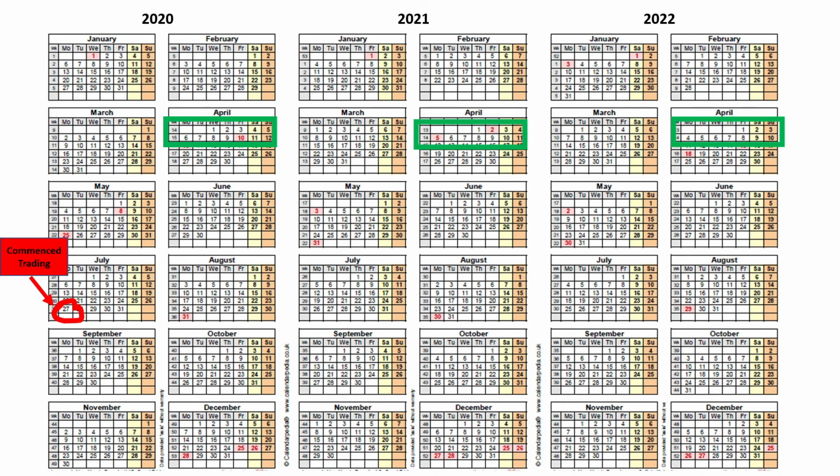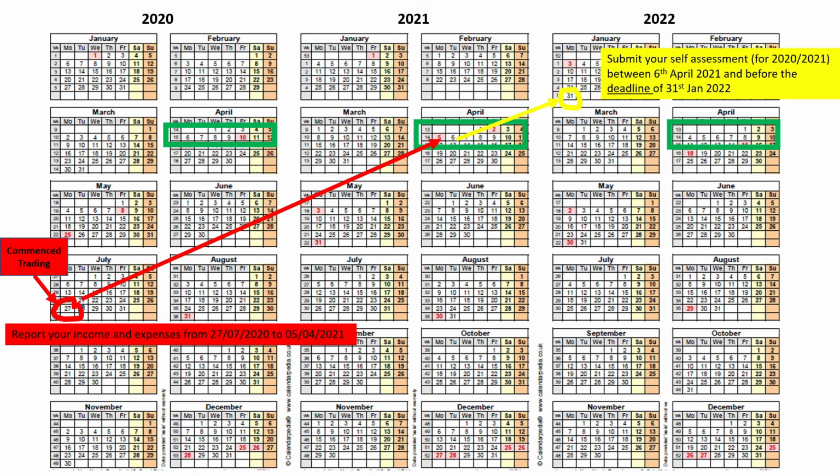So here we can see 3 years going across the page from 2020 to 2022. As you can see, the week of the financial tax year is highlighted in the green boxes, and the start date for this example is highlighted in red, the 27th of July. From the 27th of July 2020, you need to ensure that you keep a track of all your profit and expenditure up until the 5th of April 2021.